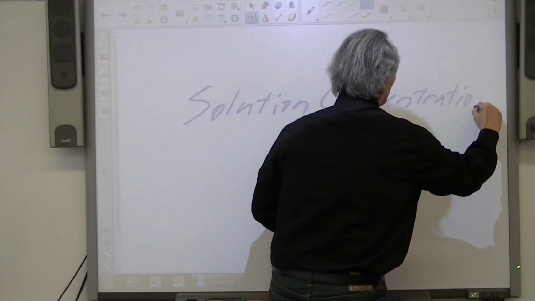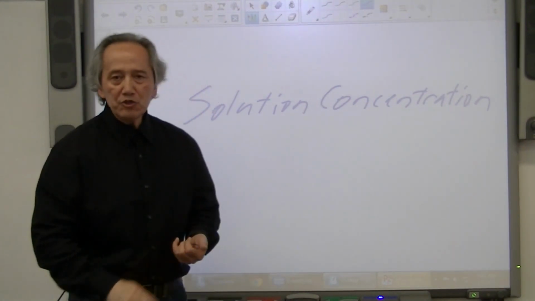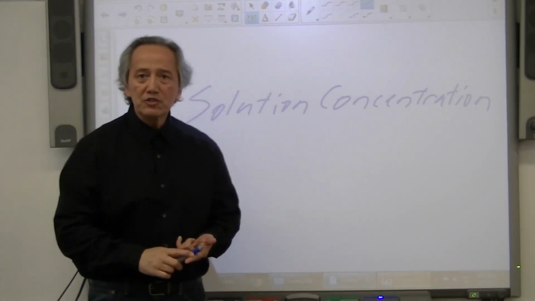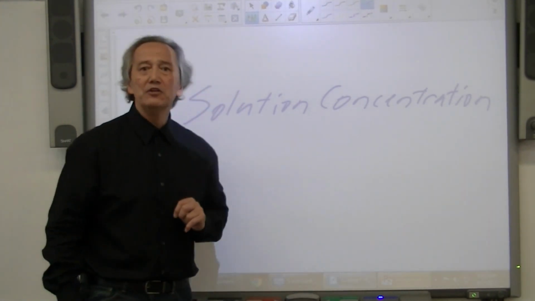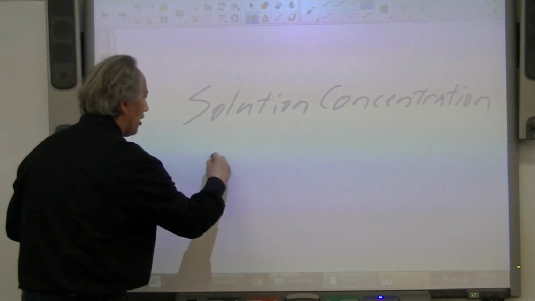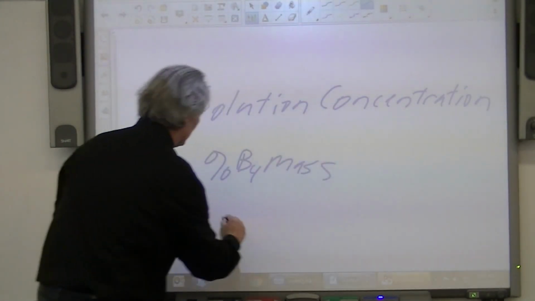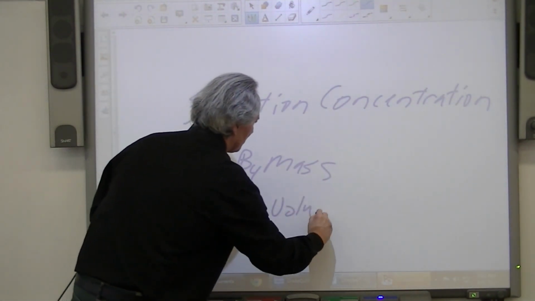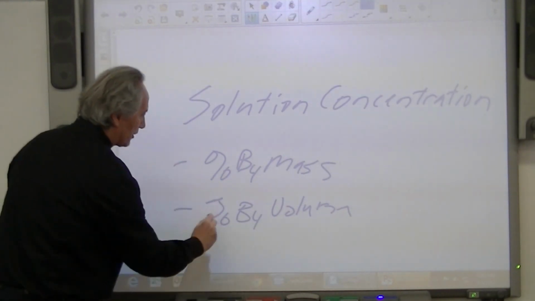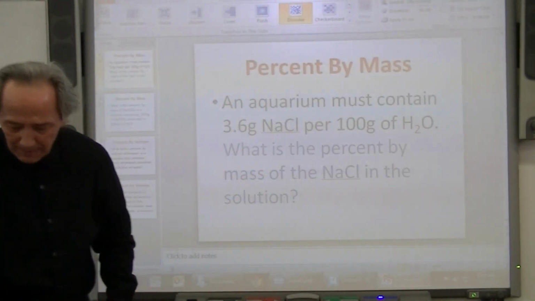Now note that there are several ways in which we can measure the concentration of the solute or the solvent of the solution, but the two methods that we're going to use today are, the first one, called percent by mass, and the second one, percent by volume. These are the two methods that we're going to proceed with. So let's go ahead and look at our first problem.